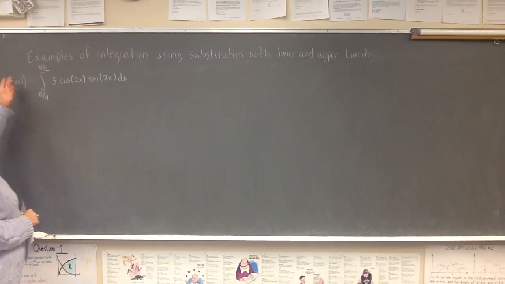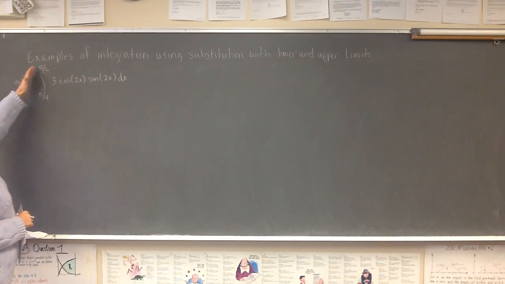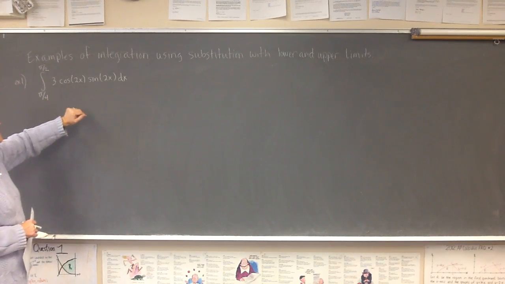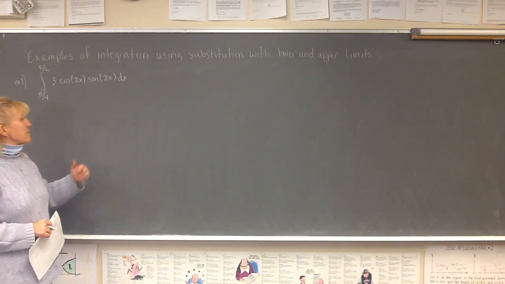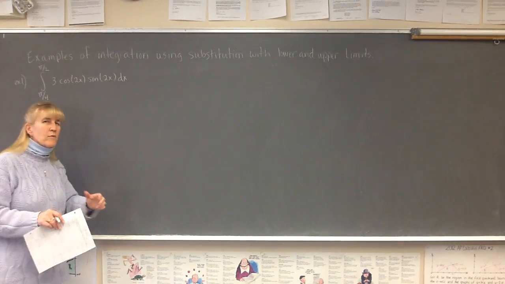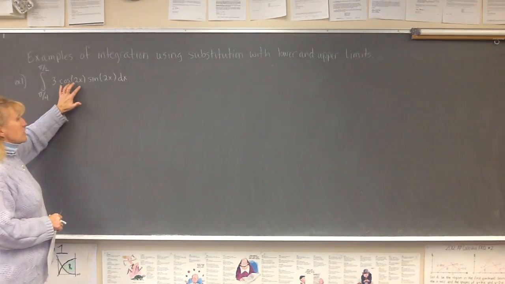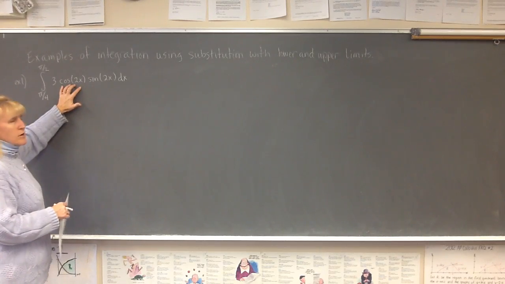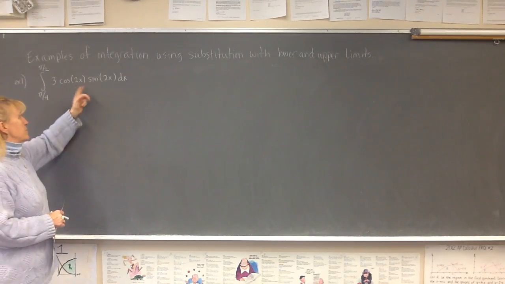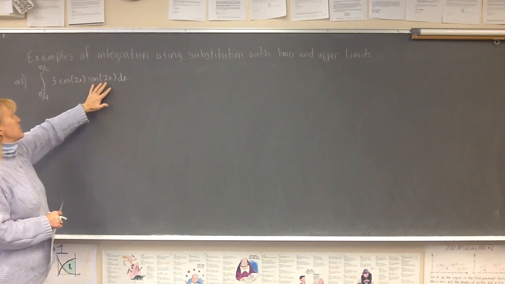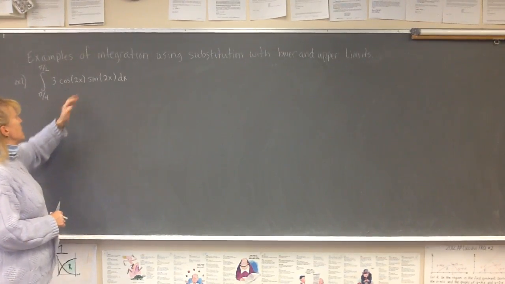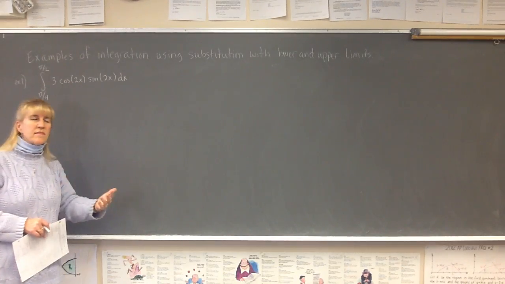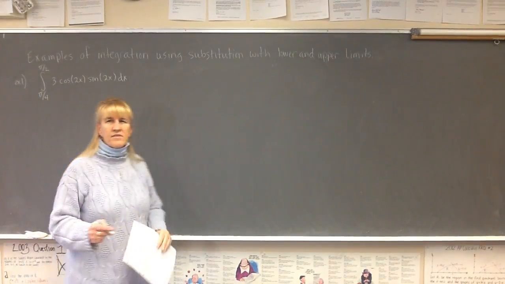So I'm looking at this function. I have the integral from pi over 4 to pi over 2 of 3 cosine 2x sine 2x with respect to x. And I'm thinking, I've done a couple of these cosine sine or sine cosine things. I can go either way with this one. I could let my u be the cosine function because the derivative of cosine is negative sine of my angle, then times the chain rule with the derivative of the angle. Or I could let my u be sine of 2x, in which case the derivative of sine would be cosine, and that way I don't have any negative sign to play with. So I think I'm going to go that way. I'm going to stay positive as much as possible.